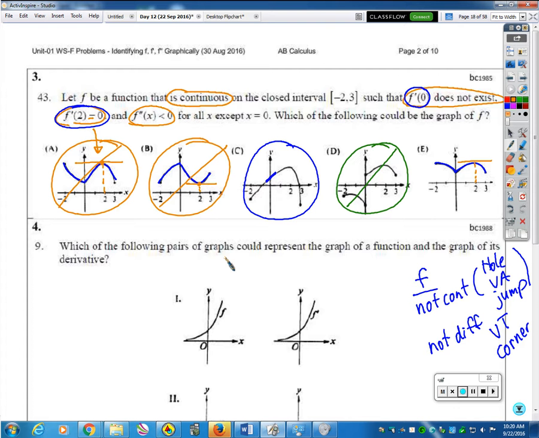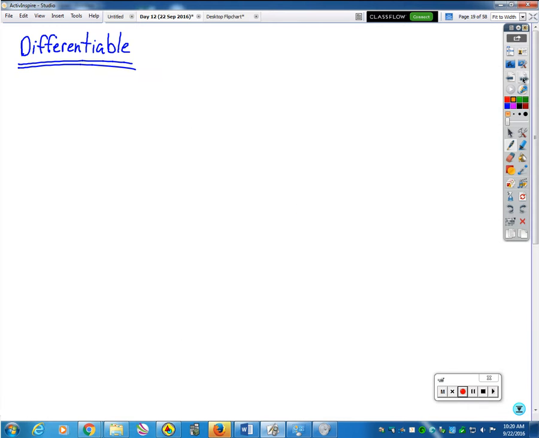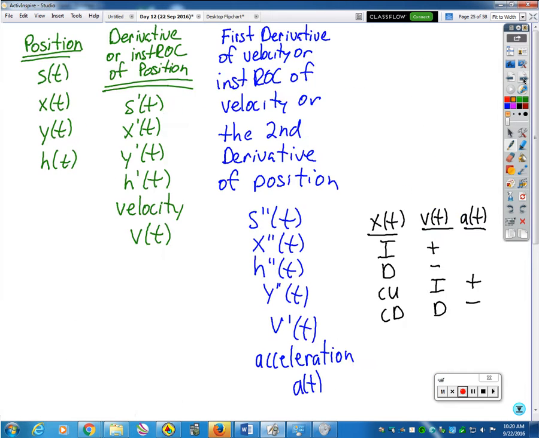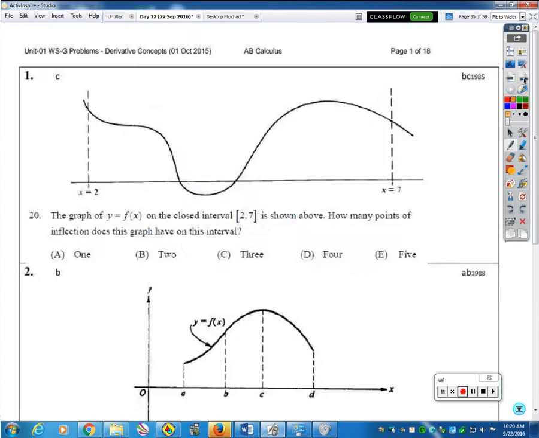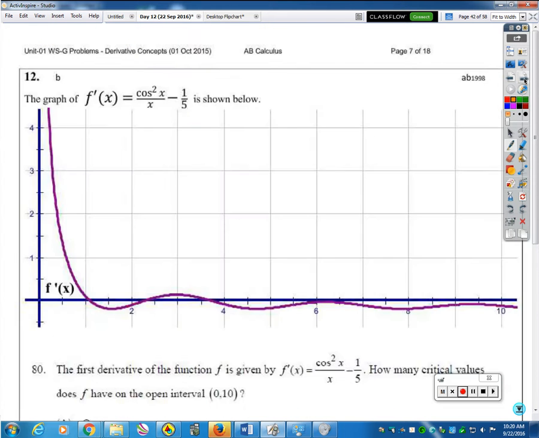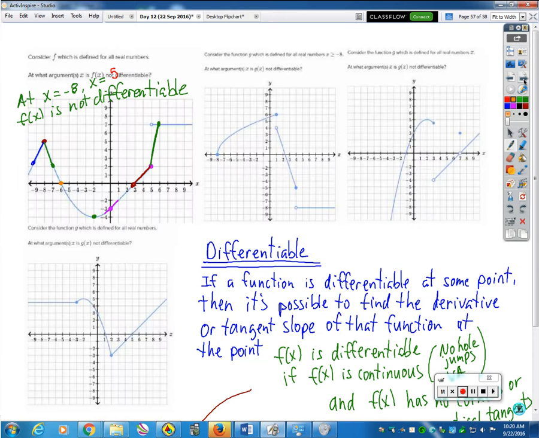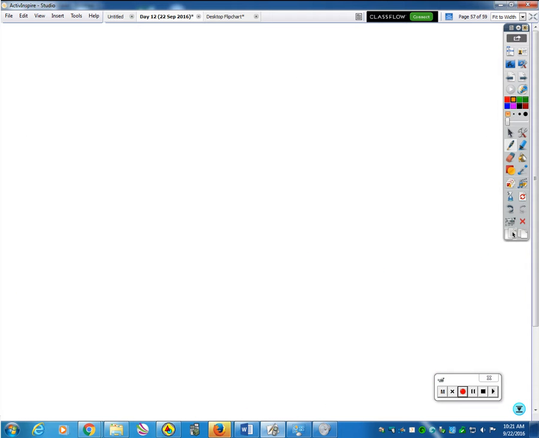So turn to your notebook. You need to do a little bit of writing again. Turn to your notebook. Please write the following statement.